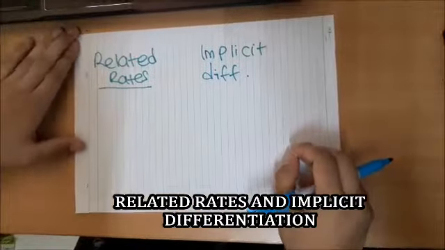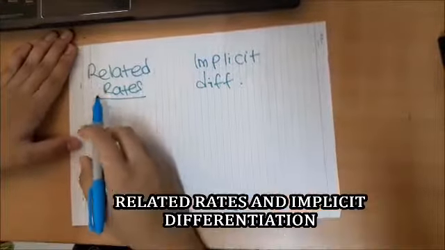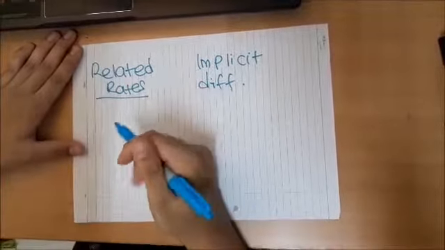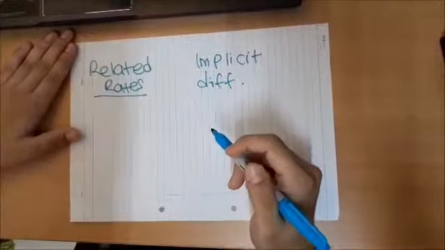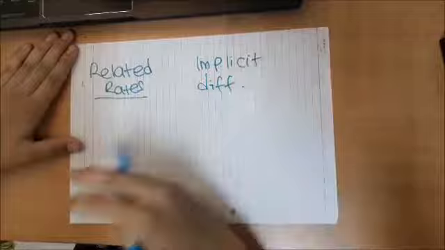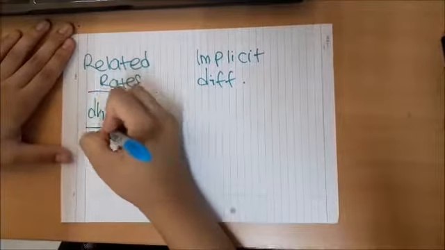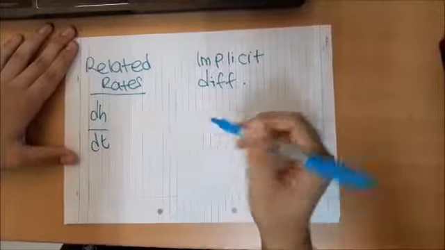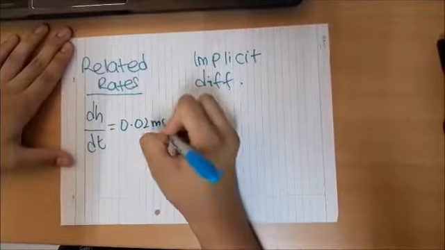So I'm going to explain what method we use in this project. First, we use related rates. Related rate is to find the rate at which some quantity is changing by relating the quantity to other quantities. For example, we use dH/dt. In this project, we assume that dH/dt is 0.02 meter per second.